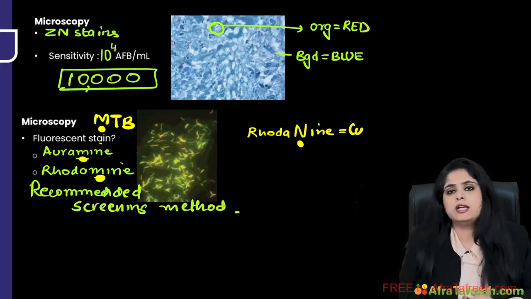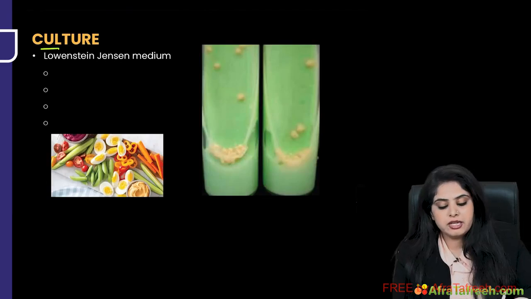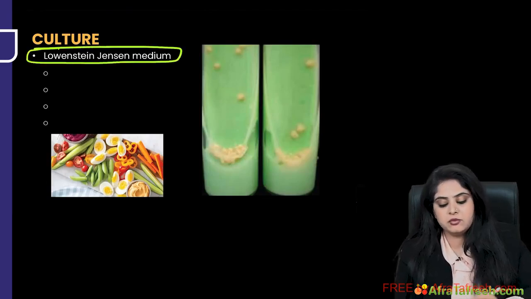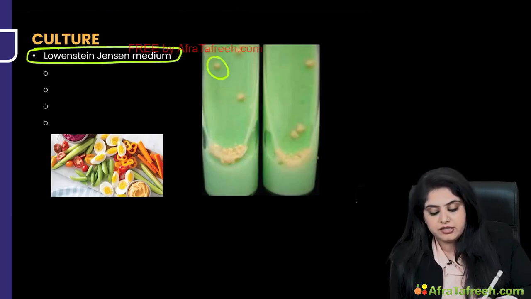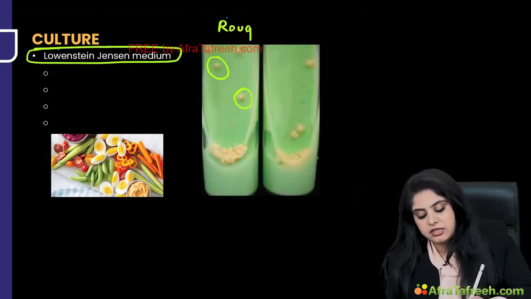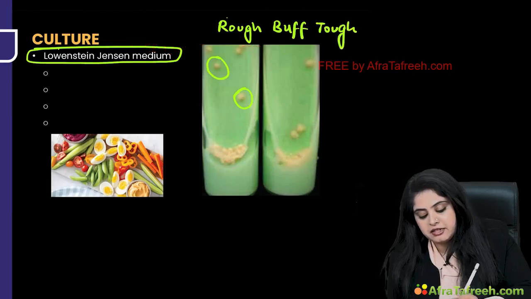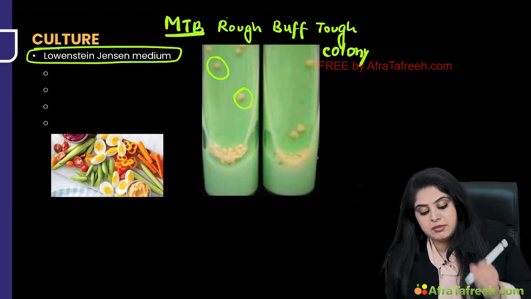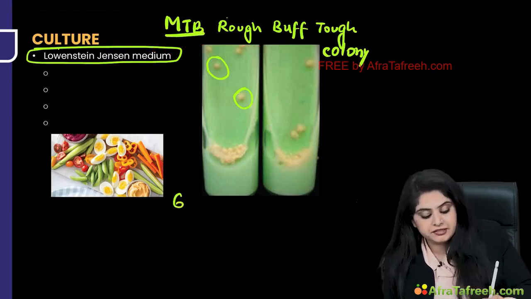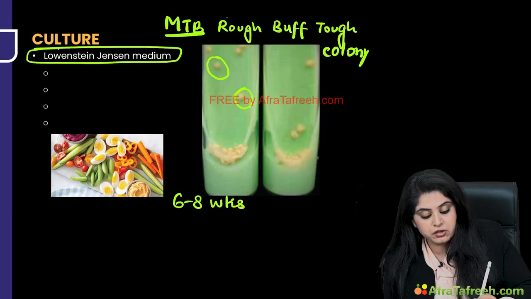Okay, so microscopy all done. Now we come to the culture. What is the culture media? The Lowenstein-Jensen medium. What are the colonies? The colonies that you get on the Lowenstein-Jensen medium are going to be the rough, buff and tough colonies. These are the rough, buff and tough colonies which you get for Mycobacterium TB, but the problem is that it takes 6 to 8 weeks for this organism to grow.